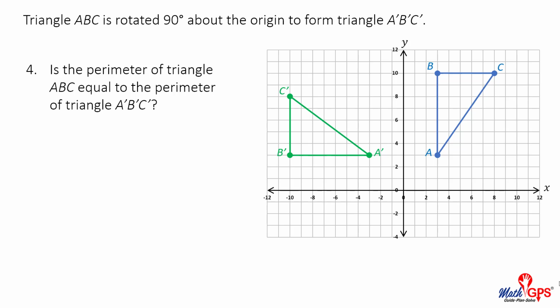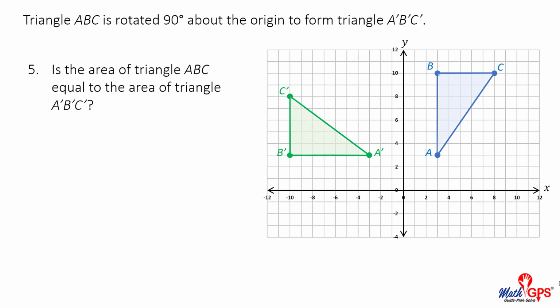Number 4, is the perimeter of triangle ABC equal to the perimeter of triangle A', B', C'? Yes, the perimeter is the same. Number 5, is the area of triangle ABC equal to the area of triangle A', B', C'? Yes, the area measures are equal.